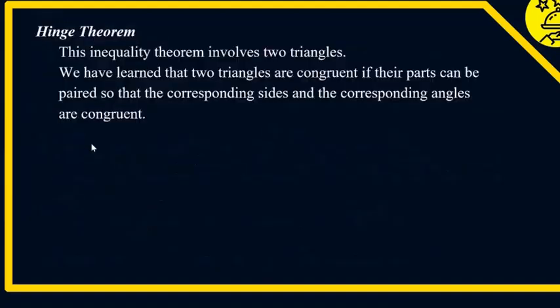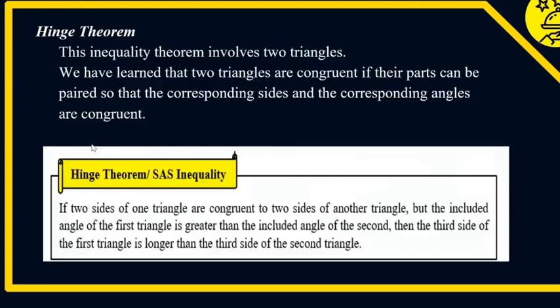We have the hinge theorem. This inequality theorem involves two triangles. We have learned that two triangles are congruent if their parts can be paired so that their corresponding sides and their corresponding angles are congruent. The hinge theorems are the SAS inequality. So this will be the SAS inequality.